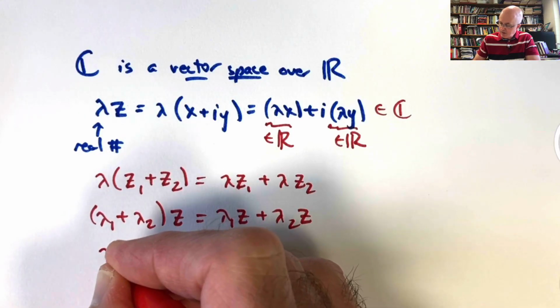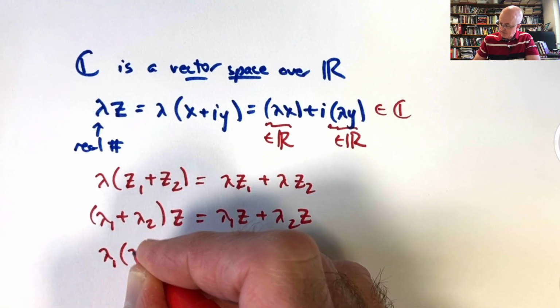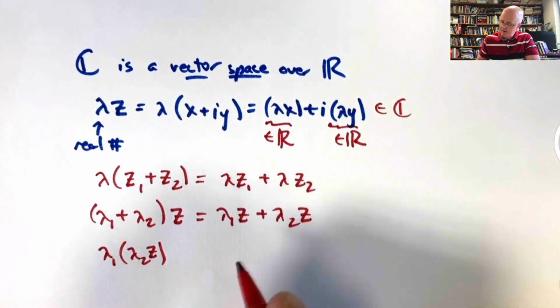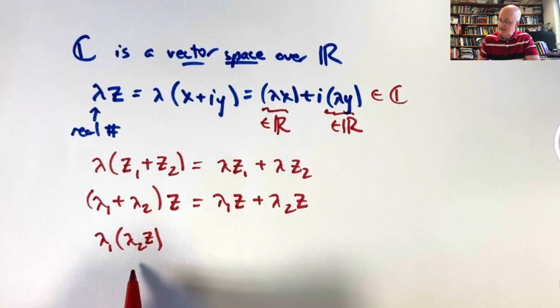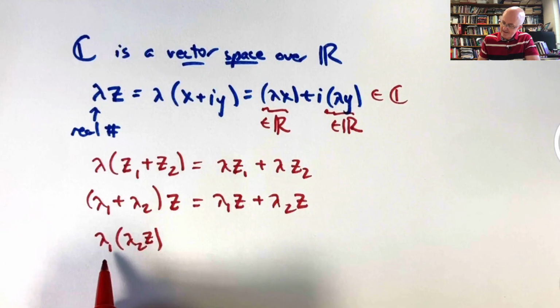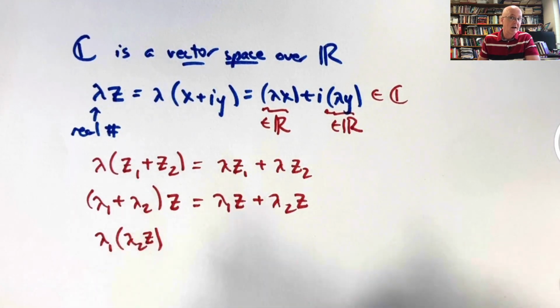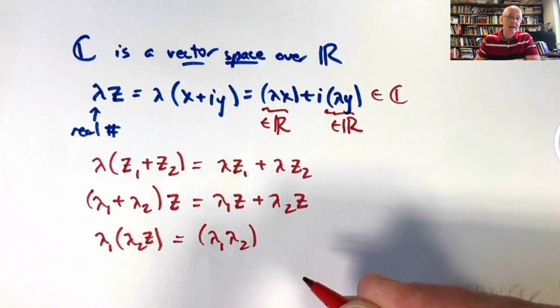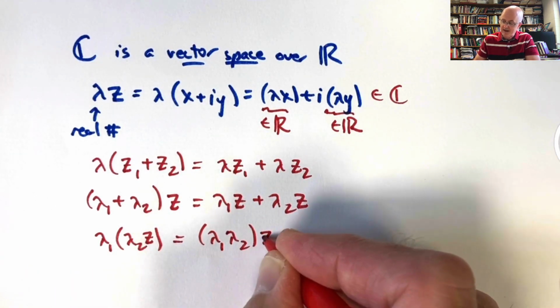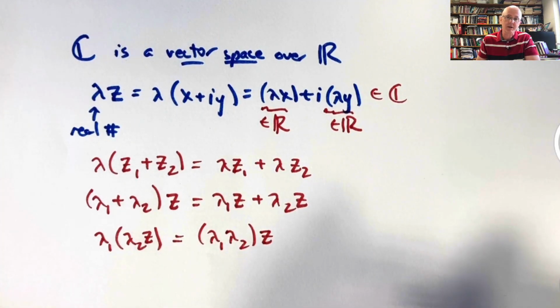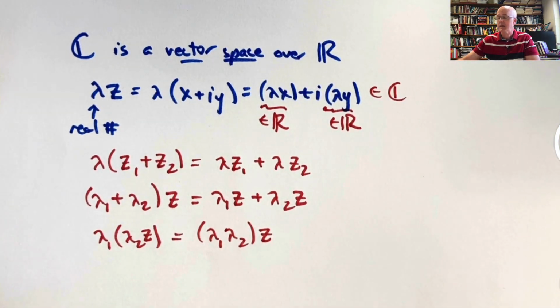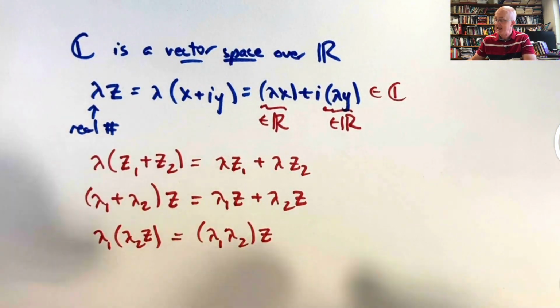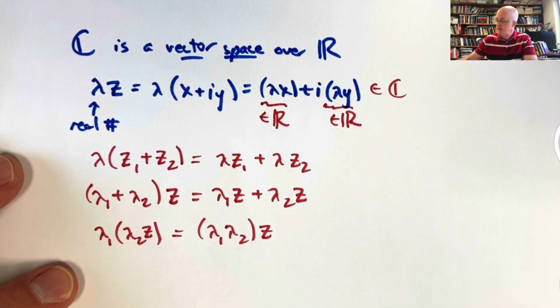If we've got lambda 1 times the complex number lambda 2 times z, the implication here with parentheses is do lambda 2 times z first to get a complex number, and then take that complex number times this real scalar lambda 1, giving you in the end a complex number. That can be obtained by doing lambda 1 times lambda 2 first before multiplying by z. That's called an associative property.